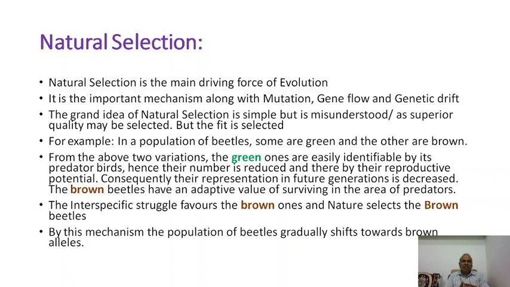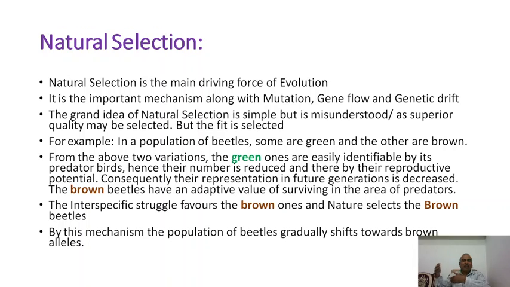And those beetles which have brown color, suppose they have some unfit characters, but here they are selected by nature because they are overcoming interspecific struggle. These brown beetles are not easily identifiable by the birds. They are escaping from the struggle and they have the reproductive capacity. As a result, the genes of brown beetles will go to the next generation, and in the next generation, brown genes will increase in the gene pool.